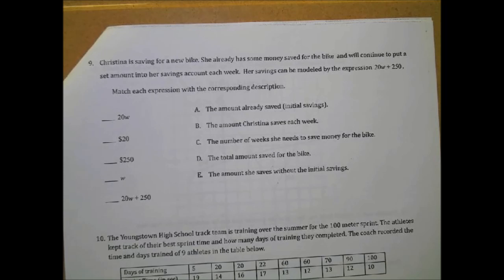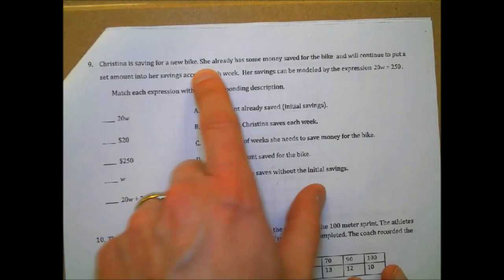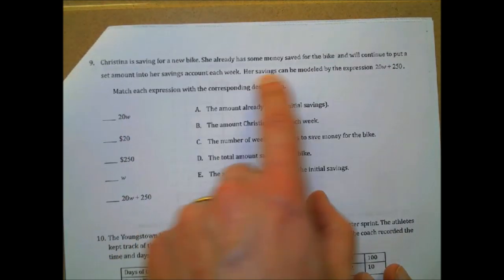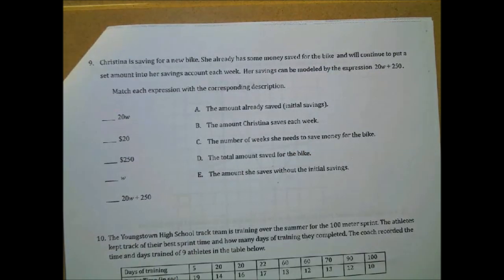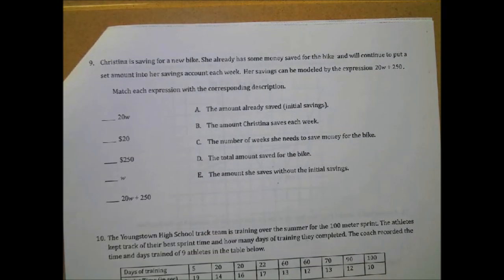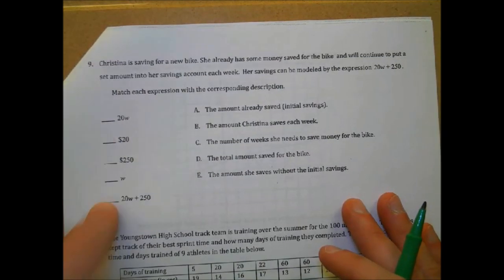So, again, she's saving for a new bike. She already has some money saved for the bike and will continue to put a set amount into her savings account each week. Her savings can be modeled by the expression 20W plus 250. All right, so let me go to Dylan. Dylan, 20W, what does that represent in this problem? Or actually, Dylan, if you want to give me any of these things, what do any of these represent and match them over here?